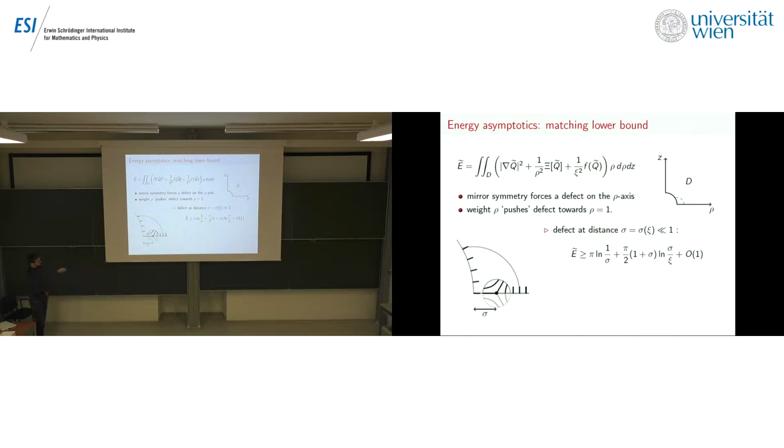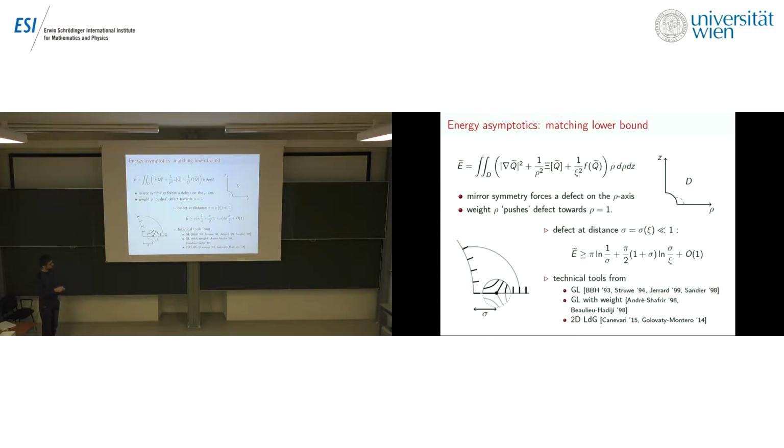And again, you see the same picture. Basically, there's going to be one defect. So maybe it is at some distance, sigma, that has to go to 0 because of rho. And then you use standard Ginzburg-Landau tools to obtain a lower bound. In fact, I say standard Ginzburg-Landau tools, but this is actually quite technical. All the tools are out there to do this, but you have to kind of put everything together.